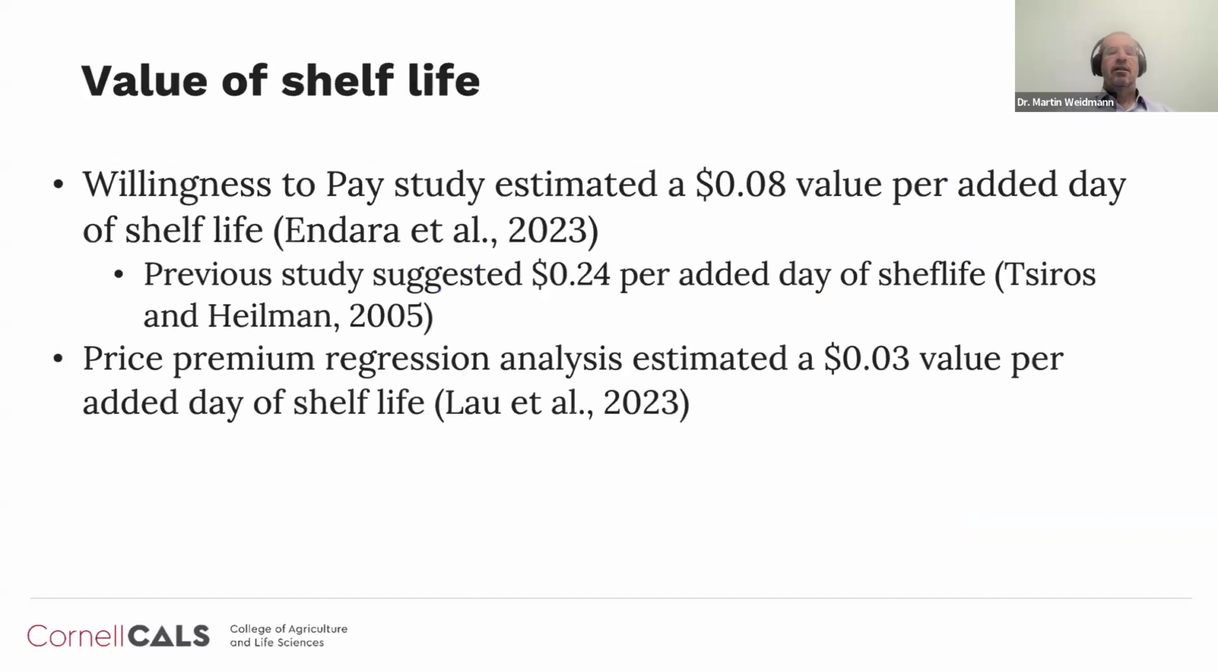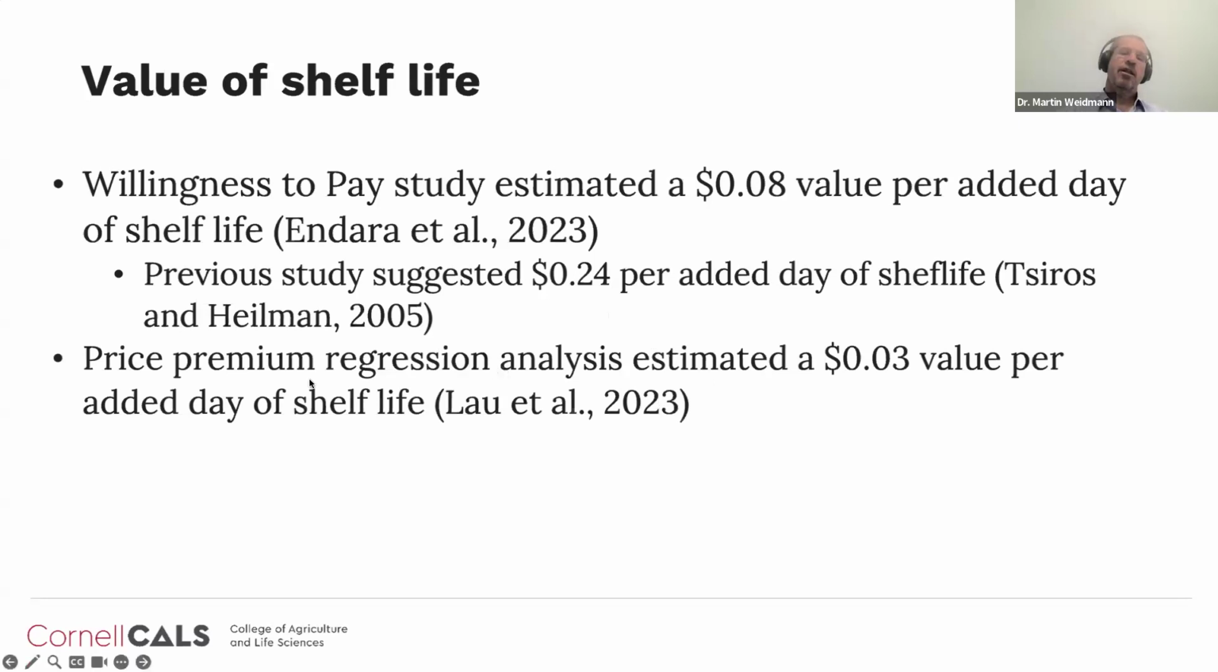In order to do this, there were 2 studies we conducted as part of this project. One of them is what's called a willingness to pay study, and they estimated that a consumer would be willing to pay about 8 cents per added day of shelf life. So what this means, if I give you 2 milks, one of them has a date label on 10 days from now, and the other one has 11 days from now, I'm willing to pay 8 cents more. This is somewhat less than a previous study that estimated this value at 24 cents, but it's right in there.